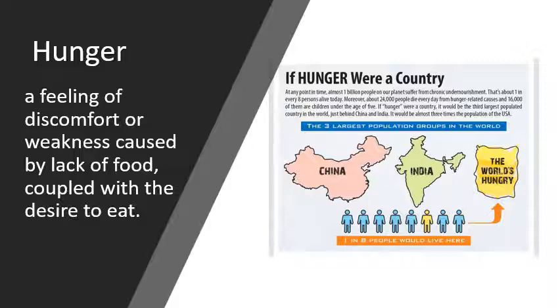If we were to take the world's hungry, those 1 in 8, and put people in one location, that would mean it would be the 3rd largest populated country in the world behind India and China. That is 3 times the population of the United States alone. Hunger globally is a major problem.